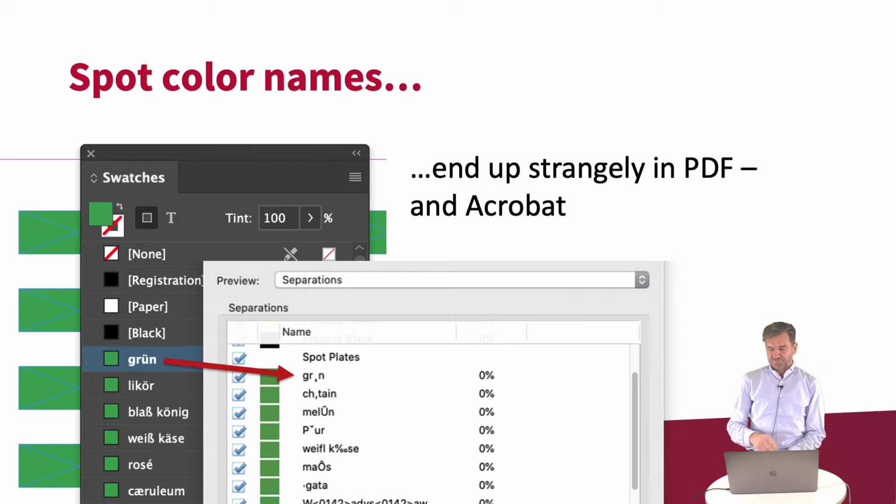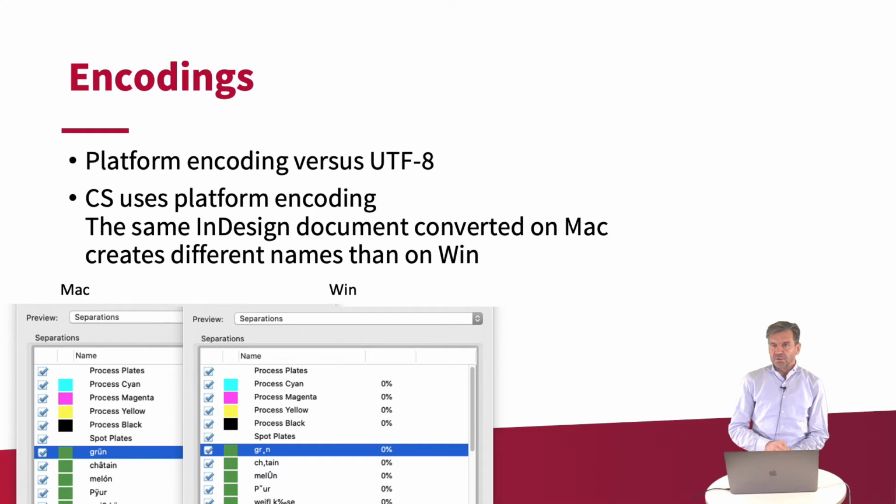The problem here is encoding. What is used in PDF for spot color names is UTF-8 encoding. And so an engine that creates a PDF file better use that same encoding when creating the PDF file. However, that is not the case in the applications that I have just mentioned.